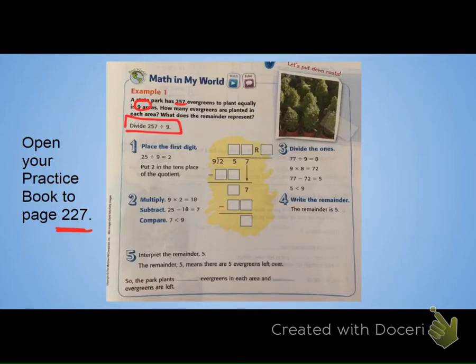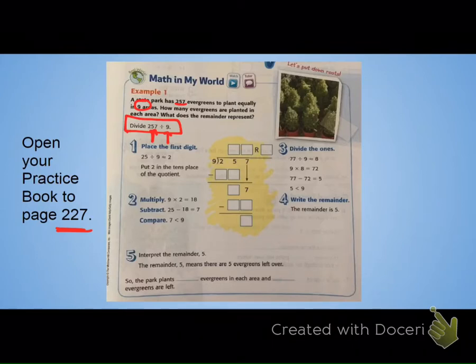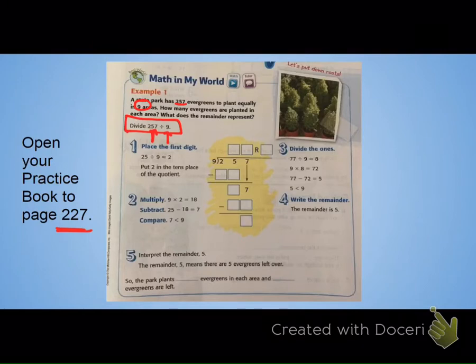All right, so they have given us the expression. We're taking the number of evergreens and we're putting it into 9 different areas, chopping it into 9 pieces. So what do we get? 257 divided by 9. So let's go ahead and solve this division problem, and then we'll talk about what the pieces mean.